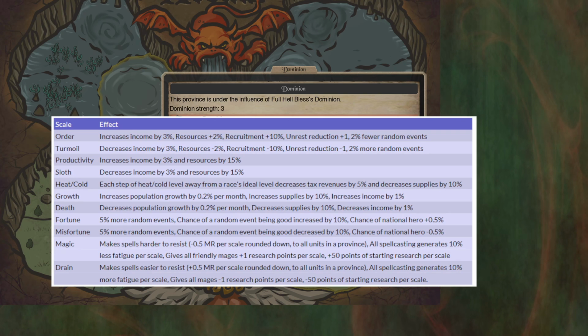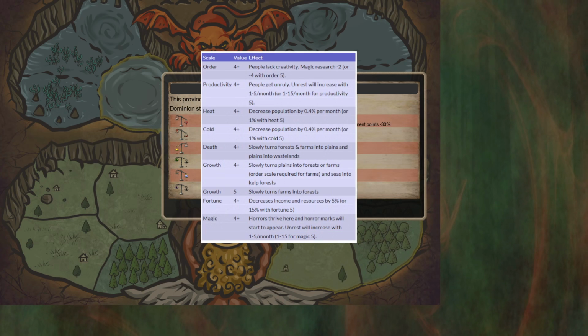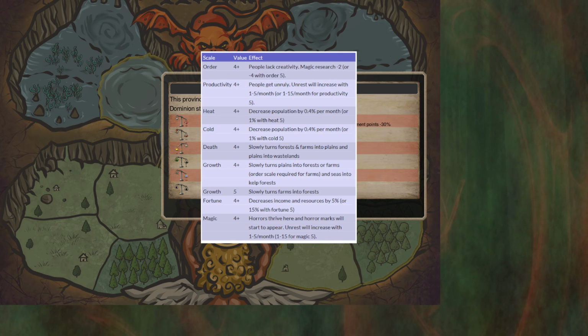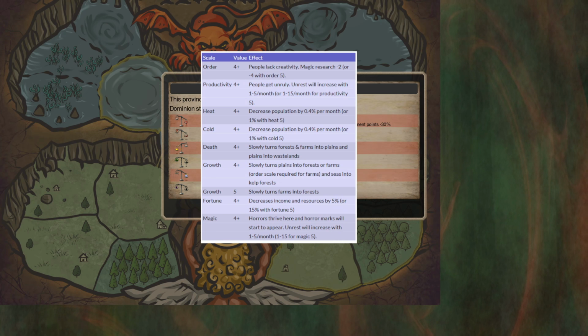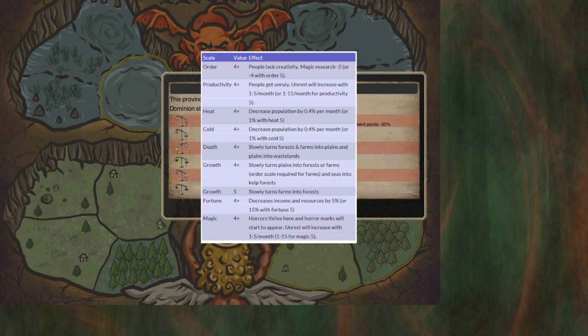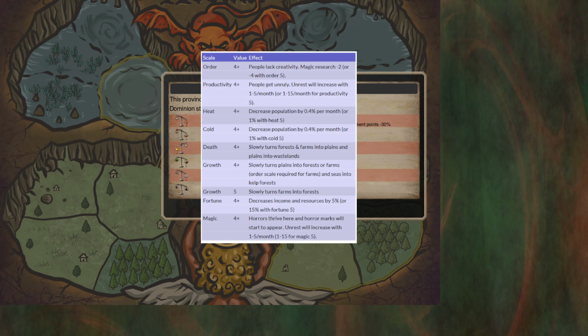They have additional detrimental effects on the province they are in. I'll pull up another image now so you can see. Okay, so as we can see, when you have order 4 or above, you start to lose magical research. -2 research points for order of 4, -4 for order of 5. With productivity 4 and above, people start to get unruly and the unrest will increase by 1 to 5 or 1 to 15 for productivity 5 in the province per month.